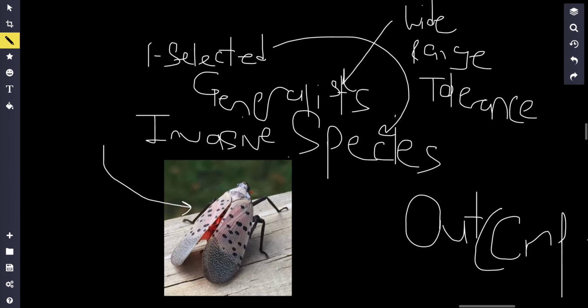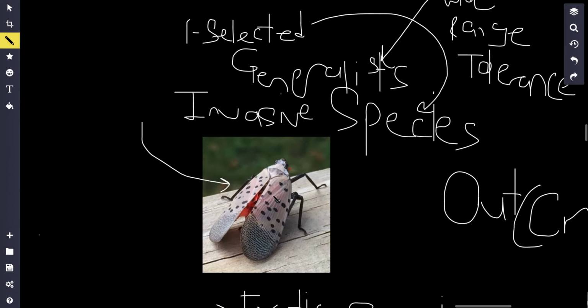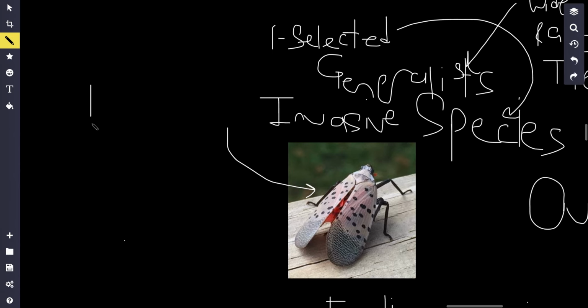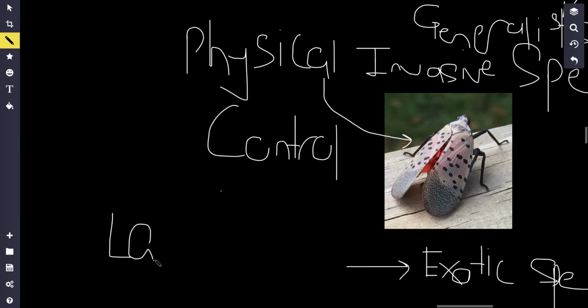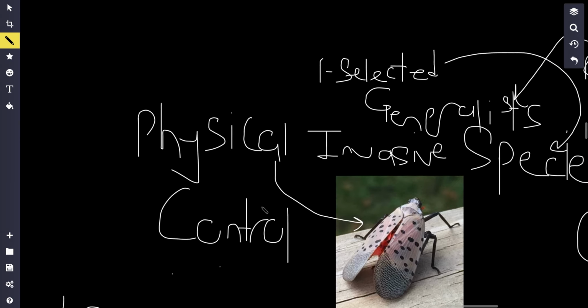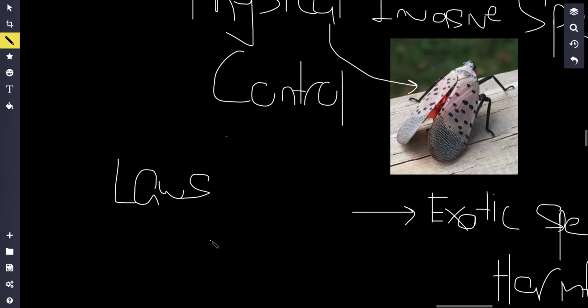And in a year or so, I stopped seeing these spotted lanternflies, so that probably meant that they were dealt with. Whether it's physical control, where people just stomp on the bug to get rid of it, right? If you have an invasive species, you could just get rid of it. If it's a bug, just stomp on it. But you can also have laws to prevent invasive species from coming into the place in the first place, right?